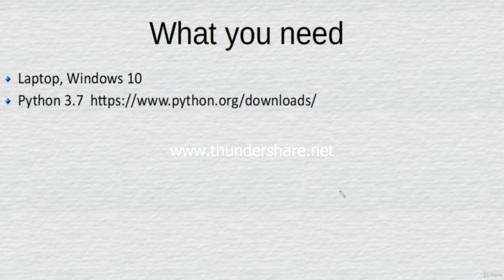What do you need? Obviously, you need to have a personal computer. It's better to be the Windows 10 operating system. You need to download Python 3.7. You can download it from python.org. But keep in mind, the language itself evolves. So by the time you go to python.org, the latest version may not be 3.7. Maybe it's 3.8 already. So you just need to download the latest version.